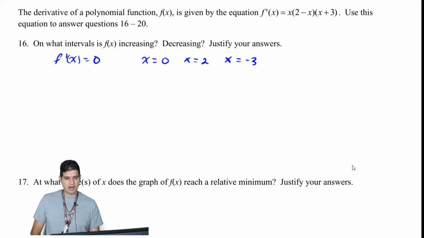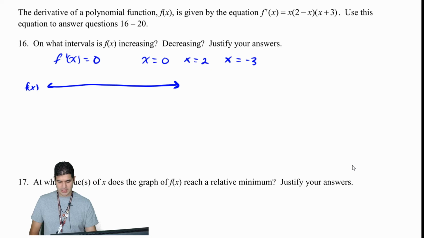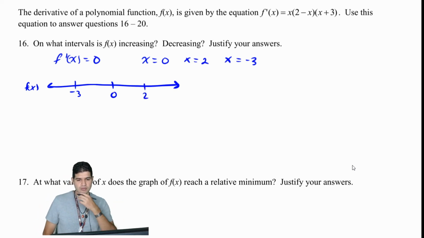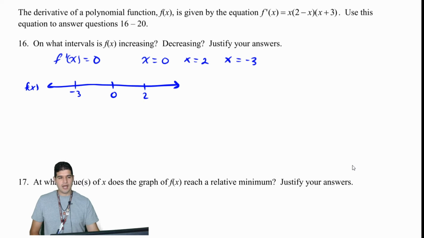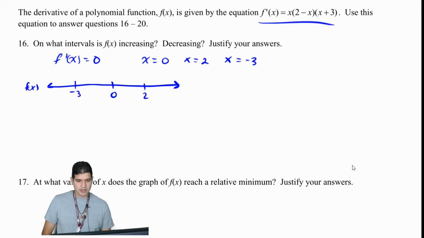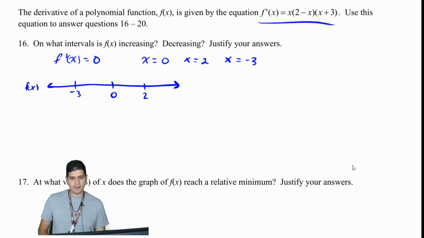So remember, we're going to make our handy dandy sign chart for f prime of x. Hopefully I made this large enough. All right, and so I'm going to put in negative 3, I'm going to put in 0, and I'm going to put in 2. So we've got all these intervals, and we're going to substitute values into our original function for f prime. Okay, so for a value less than negative 3, I'm going to use x equals negative 4. And let's see what happens to our sign.